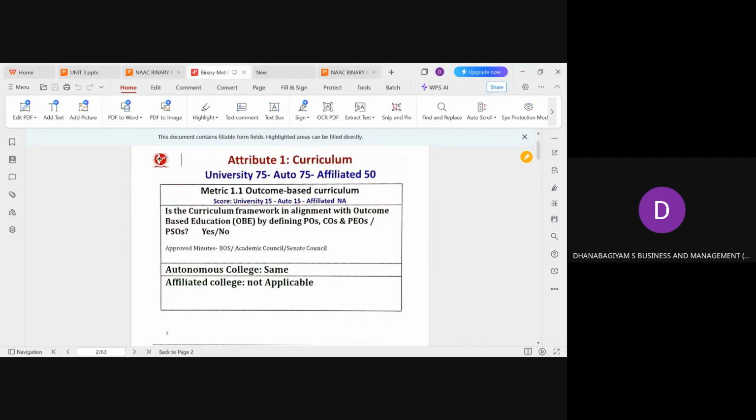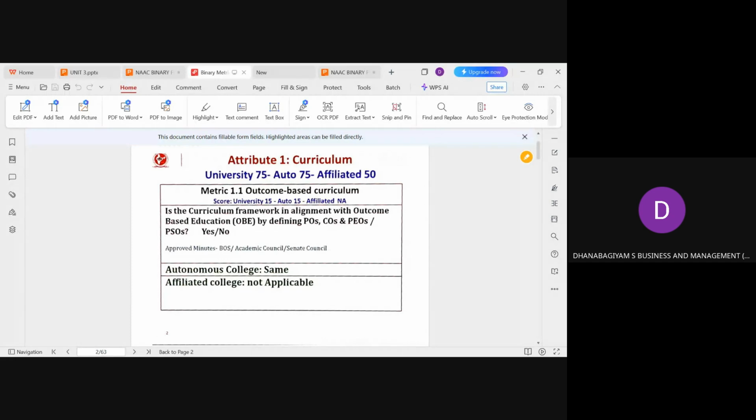So if you take curriculum, curriculum comes under attribute 1. As we have seen earlier, university level, 75 is the score. If it is an autonomous institution, 75, affiliated, 50. Okay, so when you see metric 1.1, how do we measure outcome-based curriculum?